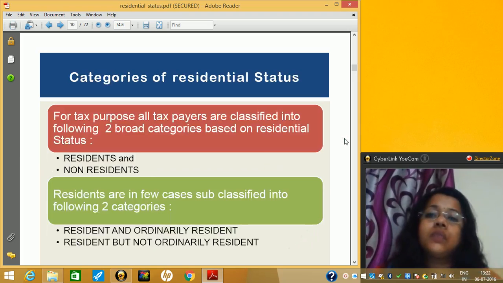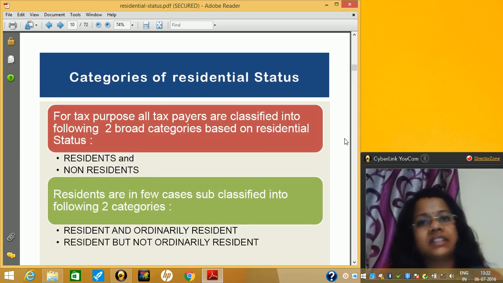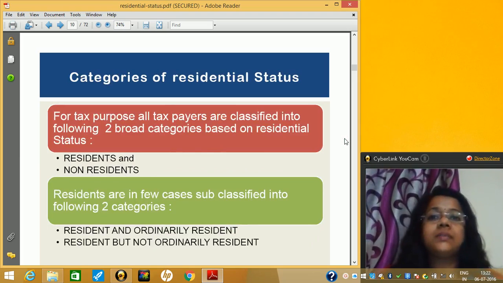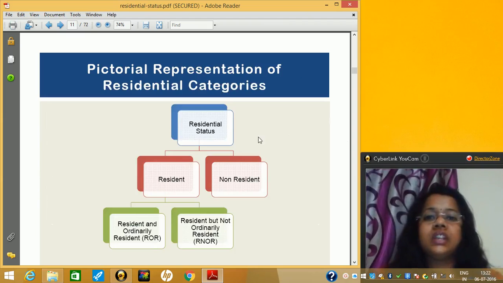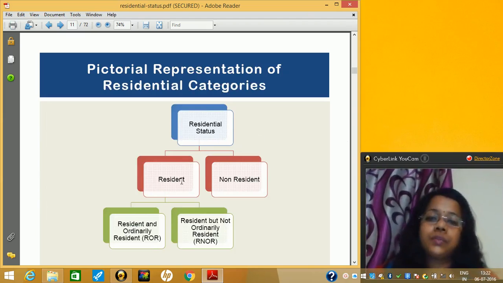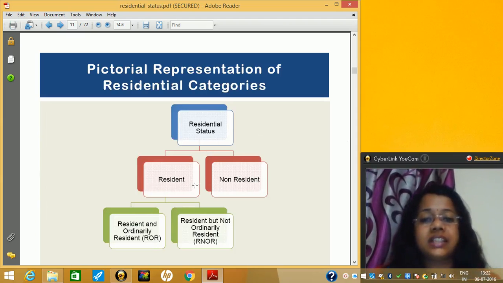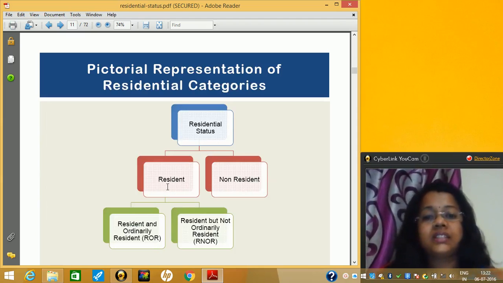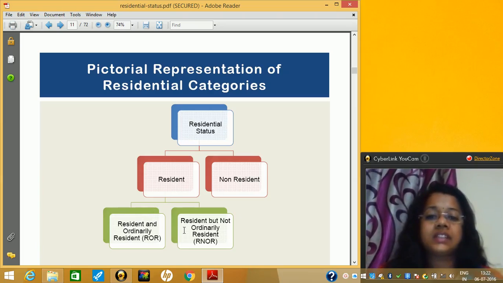Now, what are the different categories of residential status? We will understand it by pictorial representation. The residential status is divided into two parts. The first is resident, second is non-resident. The resident is further divided into two parts: first, resident and ordinary resident. Second, resident but not ordinary resident.